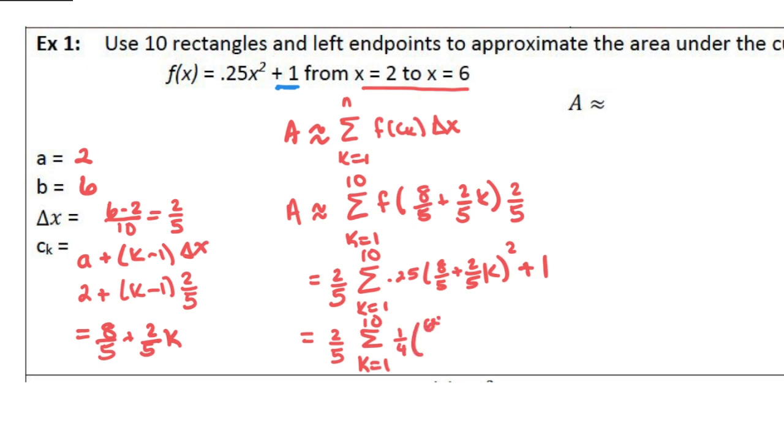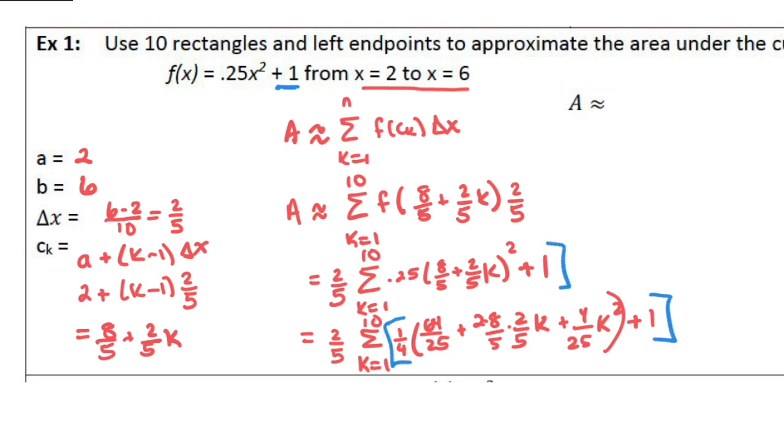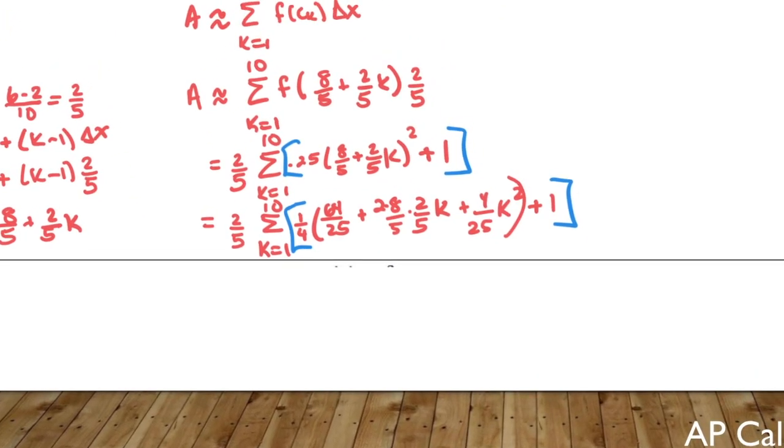We will have 64 over 25 plus 2 times 8 over 5 times 2 over 5 k, and plus 4 over 25 k squared plus 1. And notice all of that needs to be multiplied by 1/4. Keep your brackets and your parentheses straight. You don't want to have any mistakes because of that. All right, continue working. This is now equal to your 2 over 5 times the sum k equals 1 to 10.